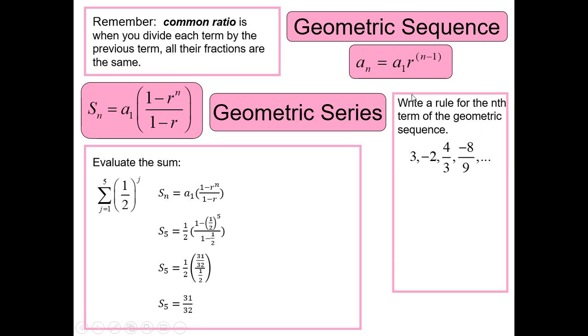All right, so let's write the rule for the nth term. We're just going to use this formula here. And my a sub 1 is 3. My ratio is negative 2/3, to the n minus 1 power.